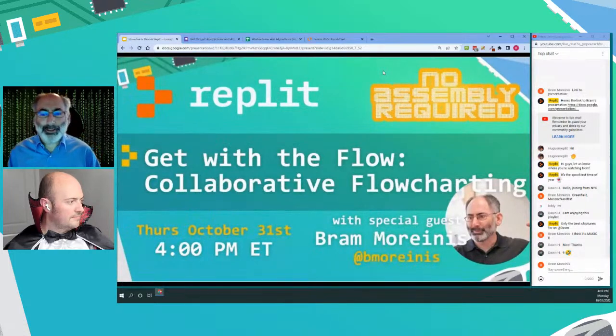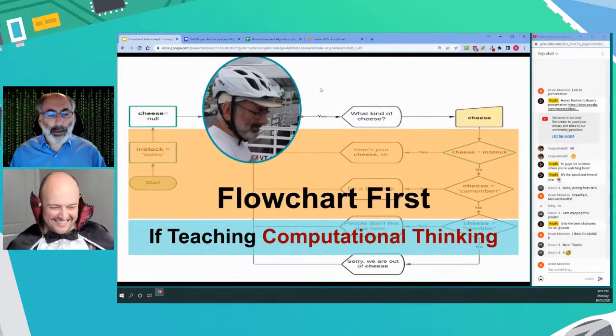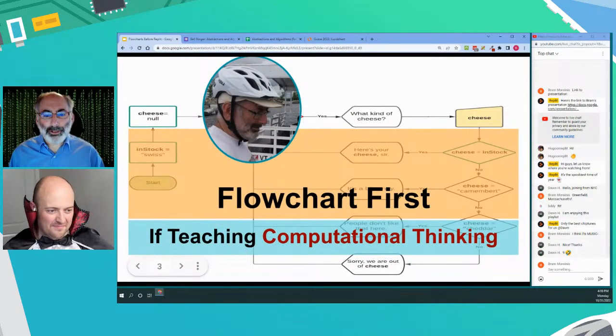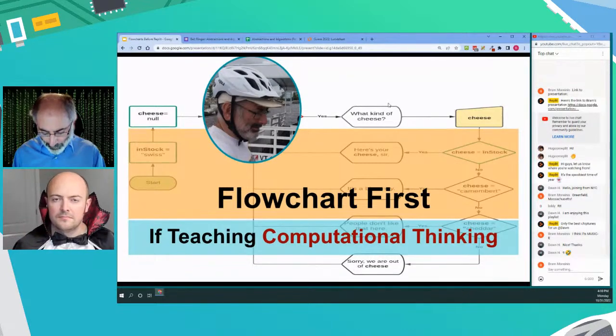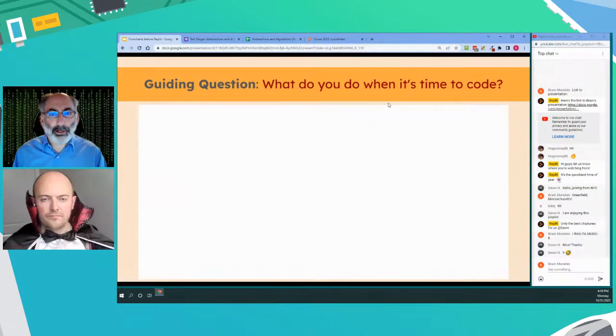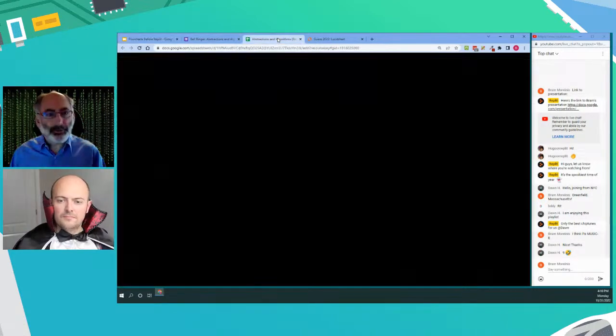Proceed. This is the way that this was advertised, Get with the Flow, collaborative flow charting, and we are talking about that. My focus is that if you want to teach computational thinking, which is a term of art among computer science teachers, it means a lot of different things, but we're going to go with code.org's use of Google's definition of it. If you want to do that, you really want a flow chart before you code. So let's take a look at what people's answers were.